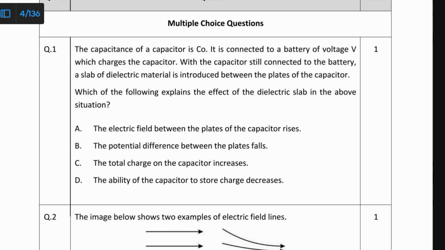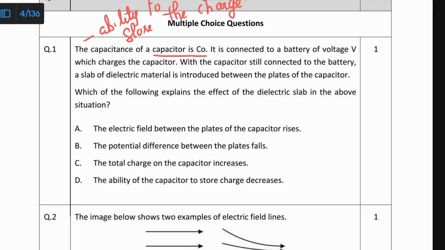The first question is on capacitance. So you all know that capacitance and capacitor related questions are really important in Class 12 physics. So the first question is, the capacitance of a capacitor is C naught. So what is capacitance? Capacitance is the ability of the capacitor to store the charge. Ability to store the charge, that is called capacitance. So a capacitor is a device normally used to store the charges.